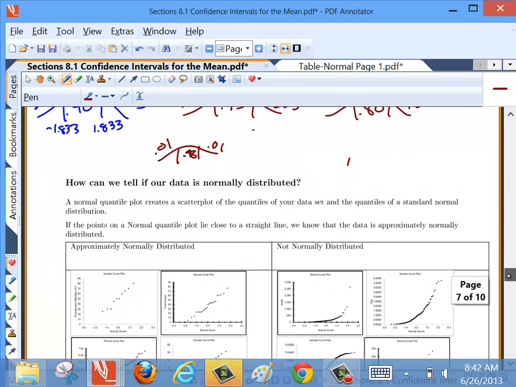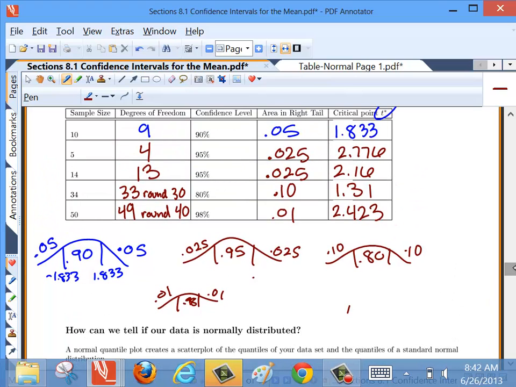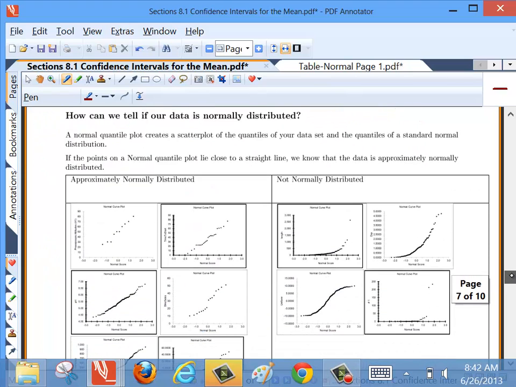So we're missing that knowledge. The other knowledge we need to use t confidence intervals instead of z is how we can tell if our data is normally distributed. A normal quantile plot creates a scatter plot of the quantiles of your data set against the quantiles of a standard normal distribution. If your data is normally distributed, the two quantiles should match up, and you would get a straight line.